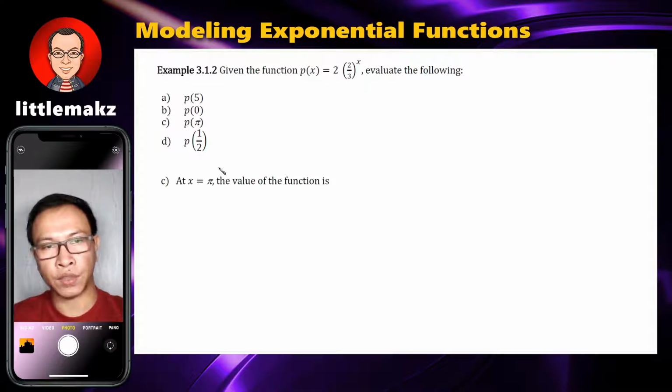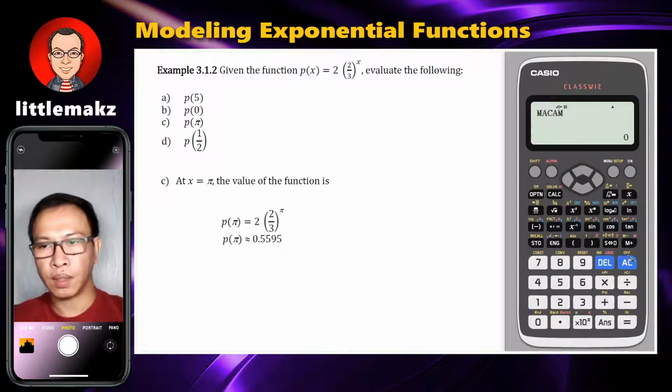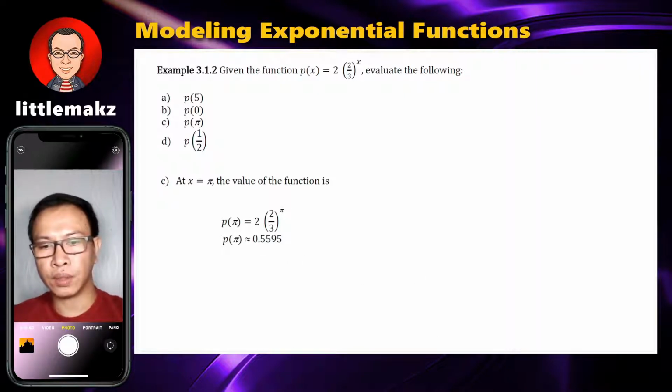Okay, x is equal to pi. So if x is equal to pi, then maybe we could make use of our calculator to find that value. How do we do it? Okay, so we just simply multiply 2, then we have our fraction 2/3, so it's 2/3 in parentheses, and then our exponent is pi. And that's basically your shift scientific notation key. So pi is already there. That's approximately equal to 0.5595. So that's it.